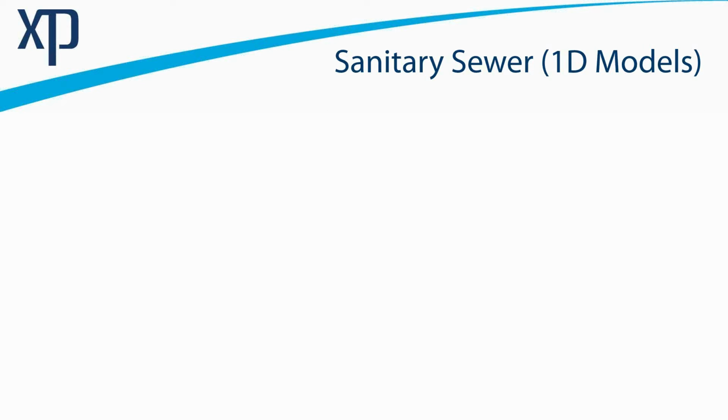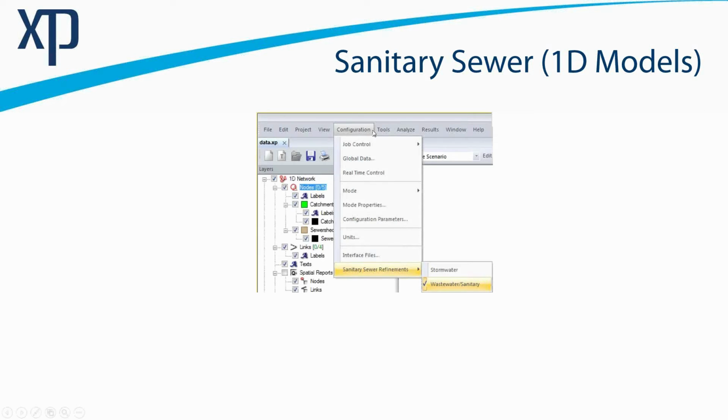Now, the sanitary sewer wastewater switch is from the configuration menu. It's at the bottom. It defaults to stormwater, but you can convert it to this wastewater sanitary, which I might contemplate changing the name because it really just means that you're switching it to 1D only models. Of course, most wastewater sanitary models are 1D.